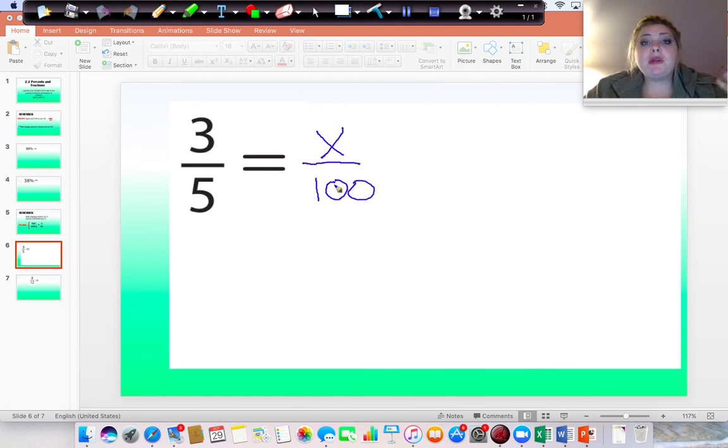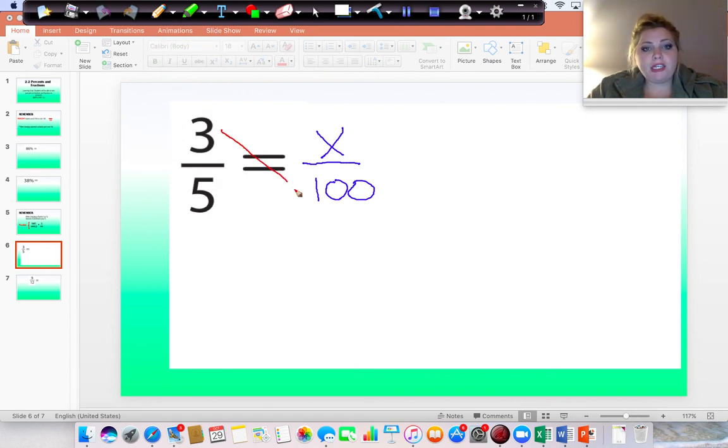The way we are going to solve for our percent is called finding equivalent proportions. These are proportional, which means these are equal fractions, okay? This fraction is equal to this fraction, but we have to find the number that goes on top to make it an equal fraction. To do that, we are going to cross multiply.